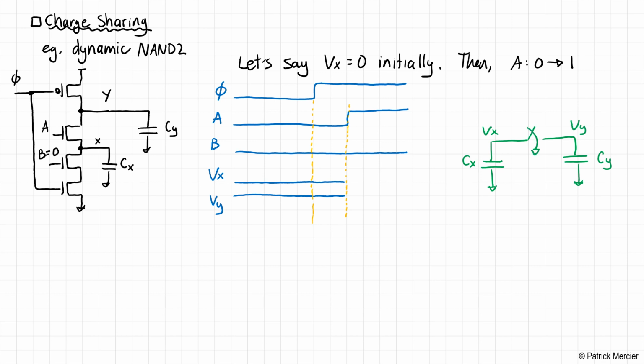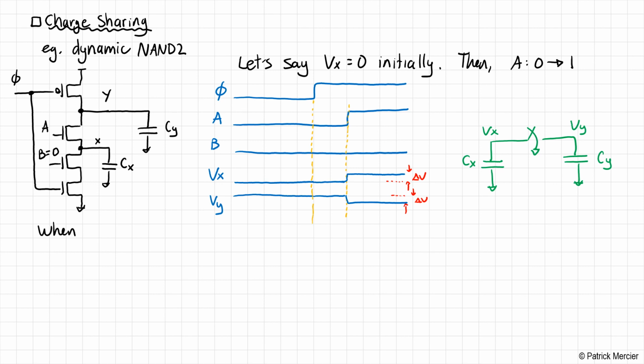All right, and so what's going to happen is the charge on VY, which was charged to VDD, is going to share with the charge on CX. So what's going to happen is node VX is going to go up a little bit, not all the way. Likewise, Vy is going to go down a little bit, not all the way to 0, but just a little bit. Okay, and so what we say here is that this distance here, if you will, is equal to delta V. Delta V.